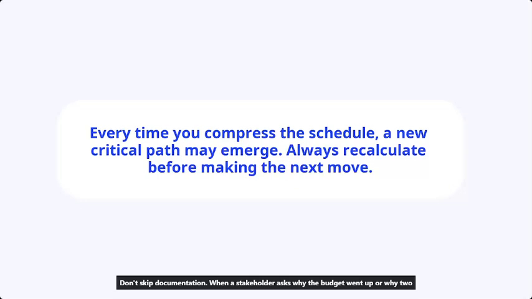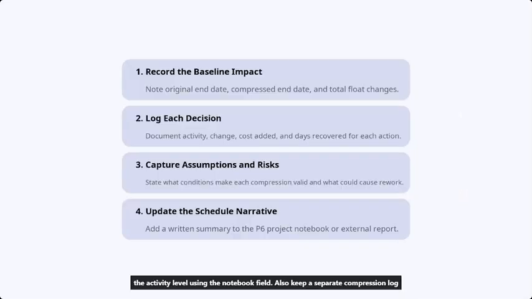Don't skip documentation. When a stakeholder asks why the budget went up or why 2 activities are running in parallel, you need a clear record. In P6, log decisions at the activity level using the notebook field. Also keep a separate compression log that lists each option, its cost-time ratio, and the decision you made. That gives you protection and a solid audit trail for the project.